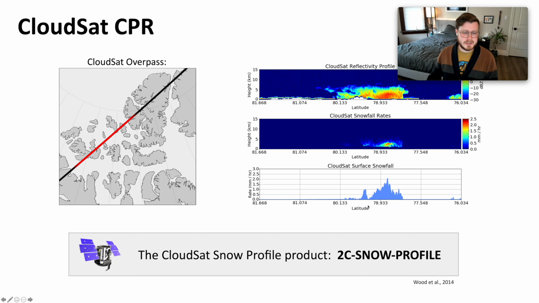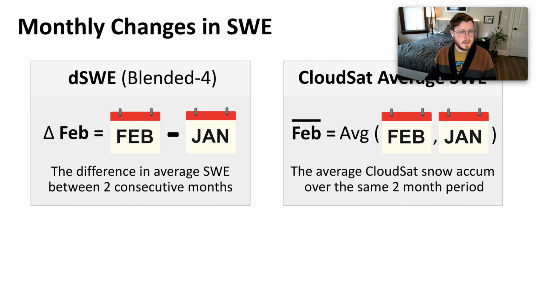This is all packaged into a product known as the 2C Snow Profile, which is what I'll use throughout the remainder of this presentation. And the first thing we want to look at is monthly changes in SWE. So we've got these two new quantities that we're considering. On the left, we've got delta SWE from the blended 4 product, which is, as its name implies, a blend of 4 other snow on ground products. And this is simply the difference in average SWE on ground between 2 consecutive months to get an idea of how this SWE amount is changing.